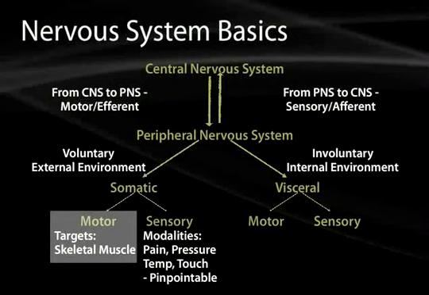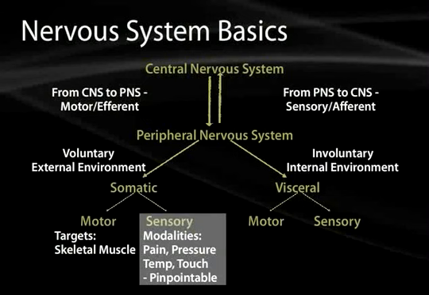The somatic system has motor targets, which are skeletal or voluntary muscle, and the sensory side of this are the different modalities, which I refer to as PT, which really refers to the pain, pressure, temperature, and touch. PT. This sensory feedback is always pinpointable, meaning if you ask somebody where it hurts, they point directly to the area that's affected. Unlike the visceral system, which has motor and sensory components, we'll look at those on this slide. Remember, it's visceral, motor, and sensory.